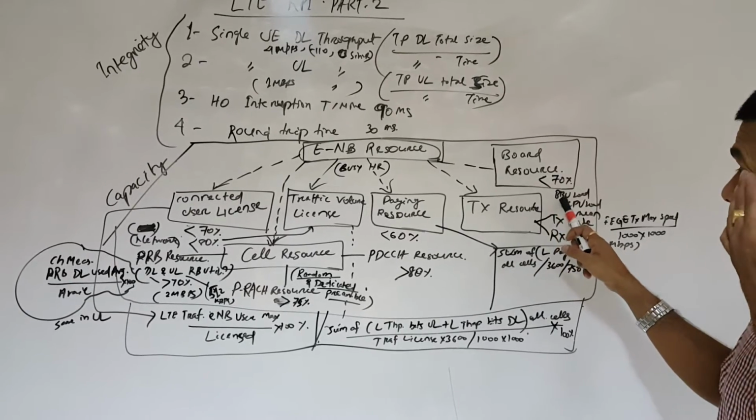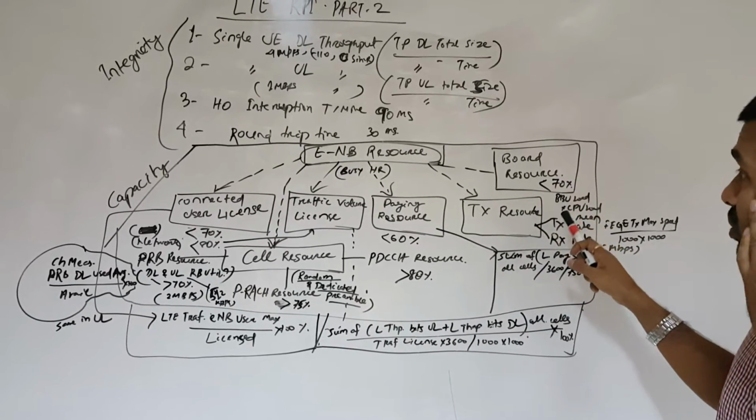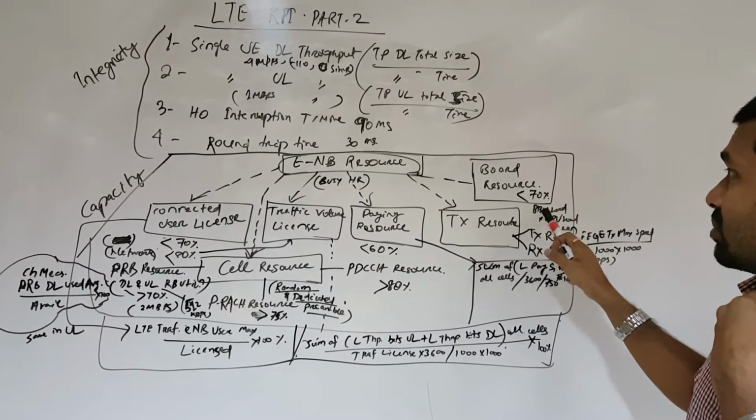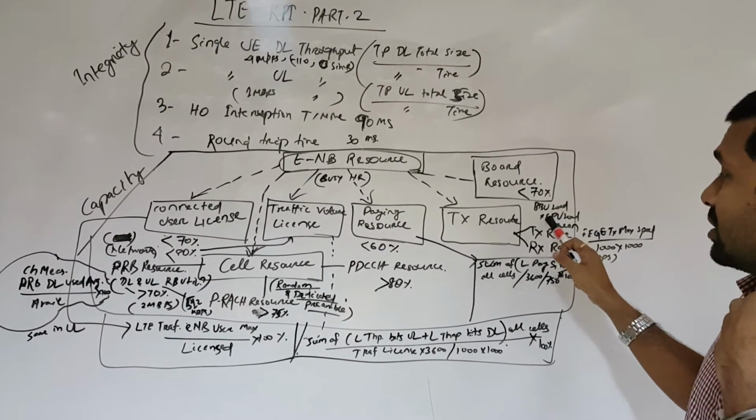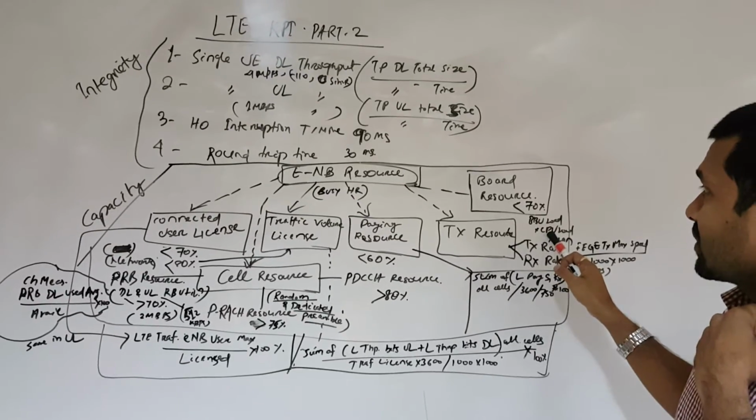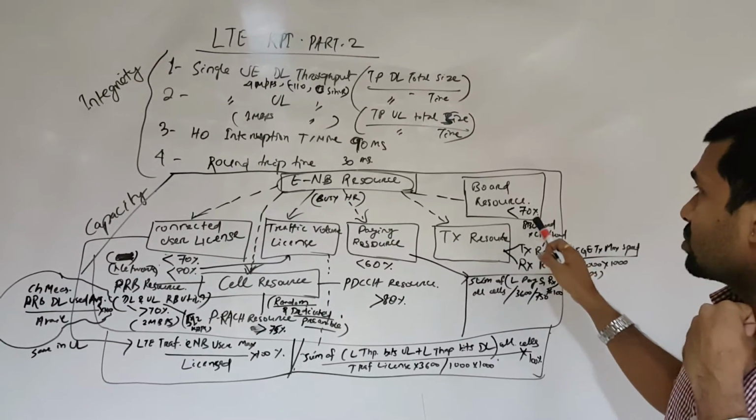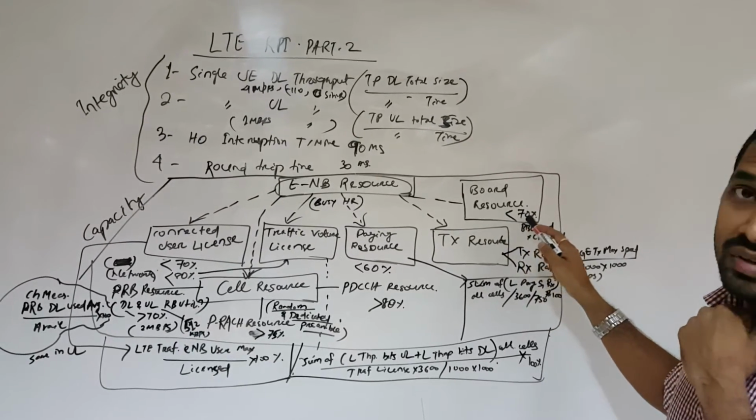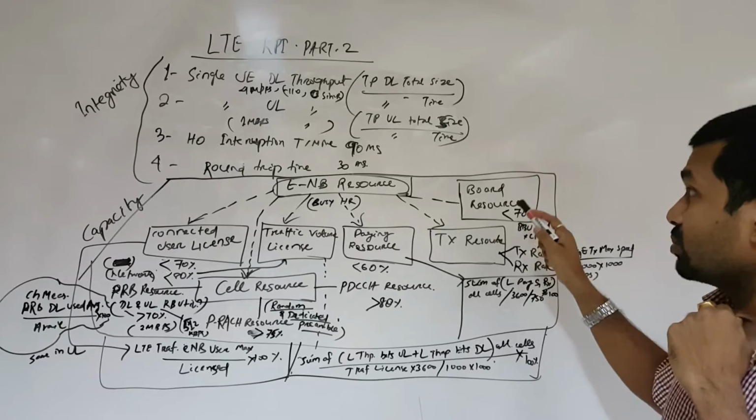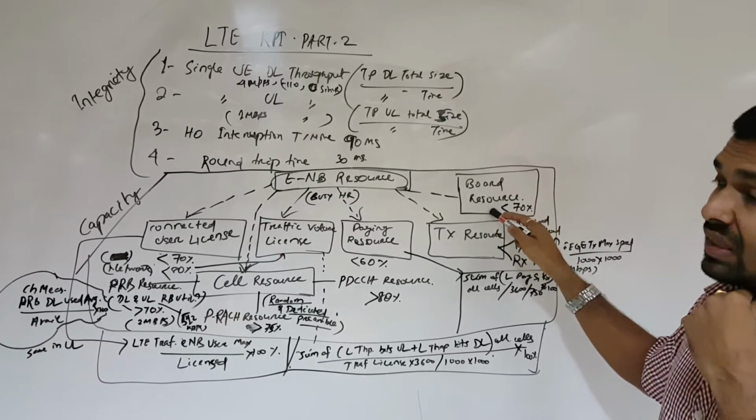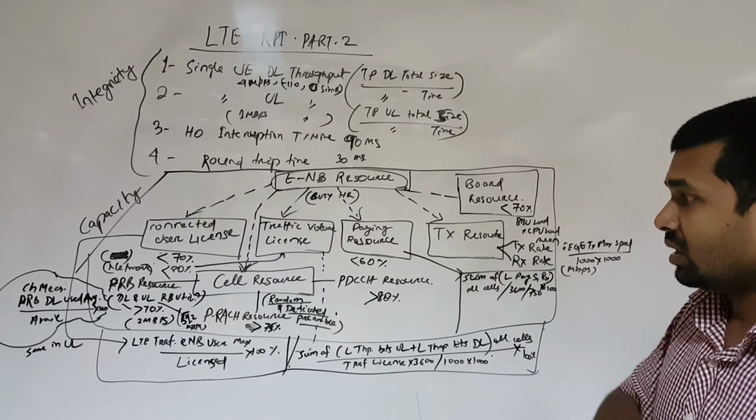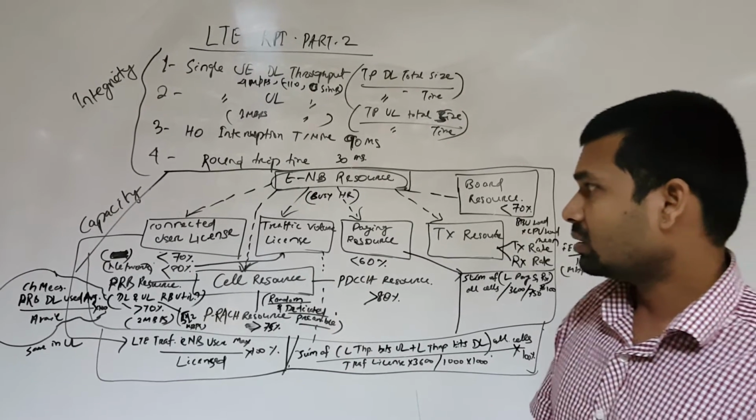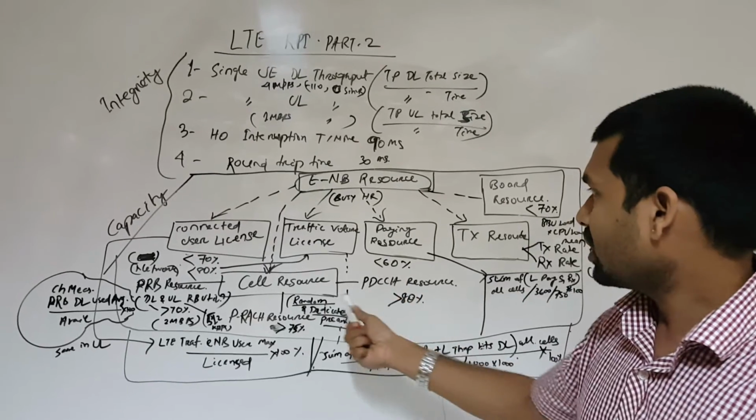The board resource means the BBU load, baseband unit load, and CPU load, central processing unit load. That is how this is calculated. For the board resource, the threshold is 70%. If greater than 70% board resource, we should communicate to the customer. And I've explained all the formulas. Only thing, we are having one more thing.